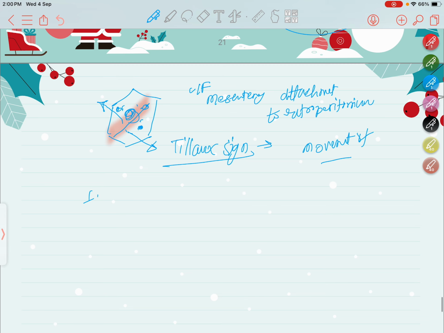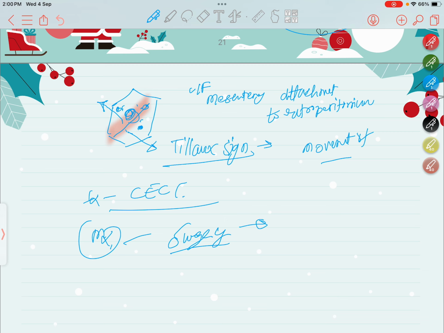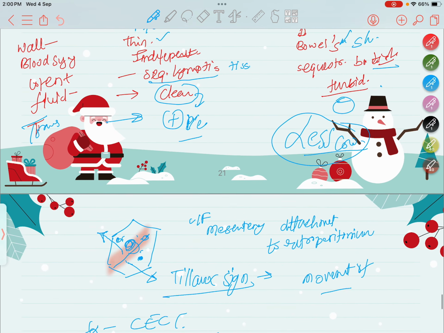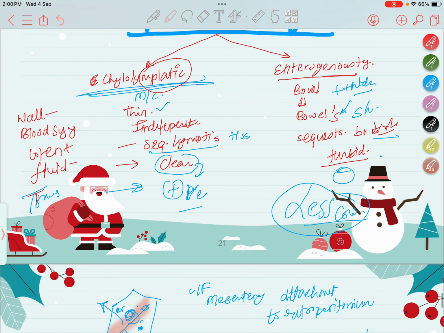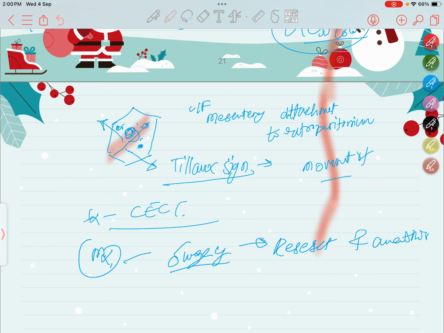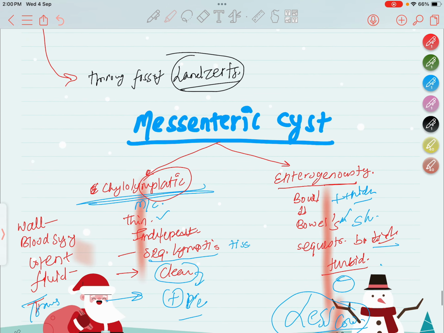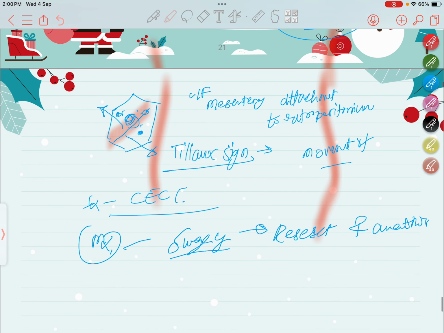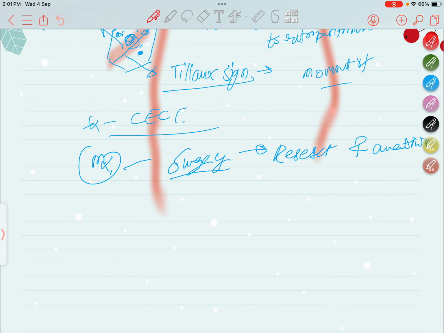How are we going to investigate? Investigation is CECT. Surgery is the management of choice. For the bowel type, the enterogenous one, we are going to resect and anastomose. Whereas for the chylolymphatic one, we are going to do enucleation. We are going to cut it out.